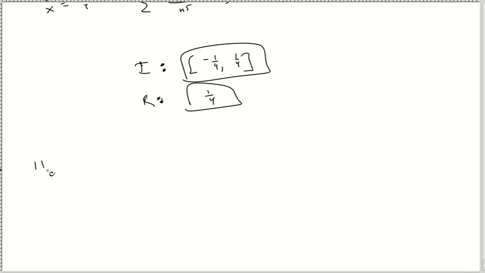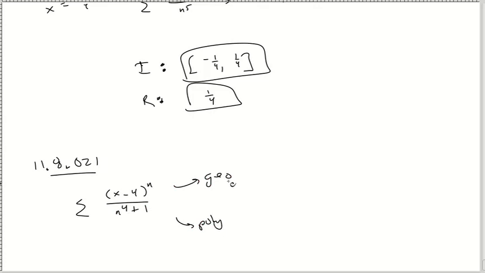Let's do another one. 11.8.021. Summation of x minus 4 to the n power, all divided by n to the 4, plus 1. On the top, I got a geometric. On the bottom, I got a polynomial. My geometric's going to be stronger, so I want to use that.